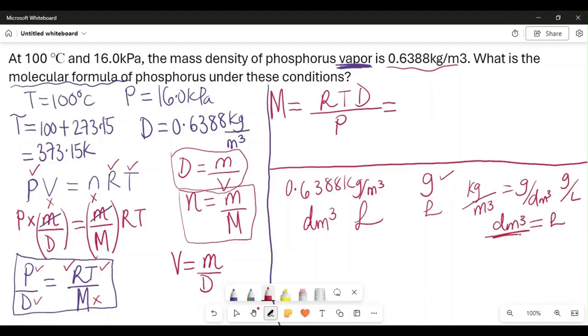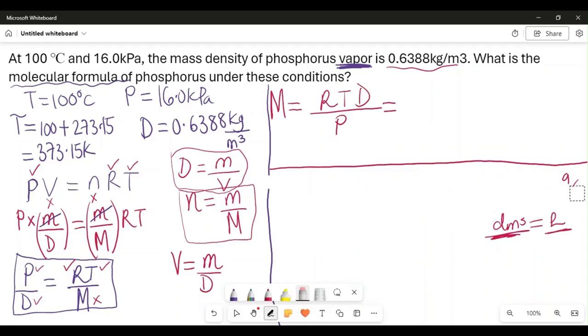The only difference is dm cubed is used in the UK, liters is used in the US. That's literally the major difference. When you're dealing with students in the British curriculum, they're going to be using more of dm cubed. If you're dealing with students in the American curriculum, you're going to be dealing with liters. That is literally all. So now we're going to go from kilogram per meter cubed to gram per liter.